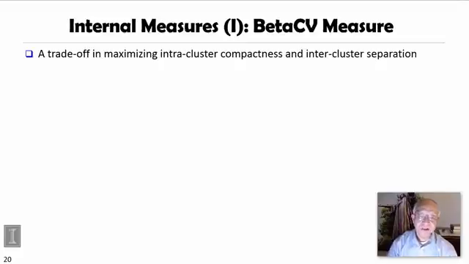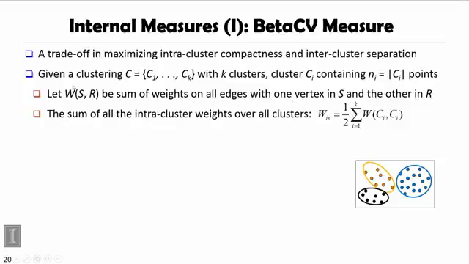The internal measures are based on the concept of clustering. That means we want the points within the same cluster, that means intra-cluster, to be very compact. They are close to each other. And we want the points in different clusters, that means inter-cluster distance, as far apart as possible. That means we want them to be far separated. That's the reason we want to maximize the intra-cluster compactness and also maximize the inter-cluster separation. We want a trade-off between these things. So let's look at how we define this.